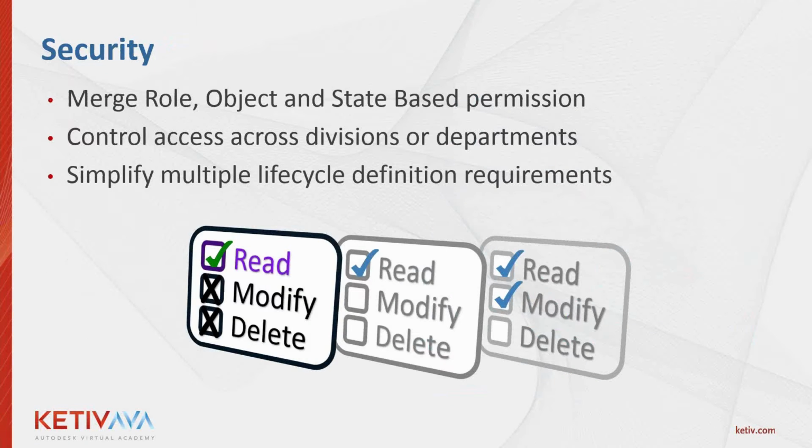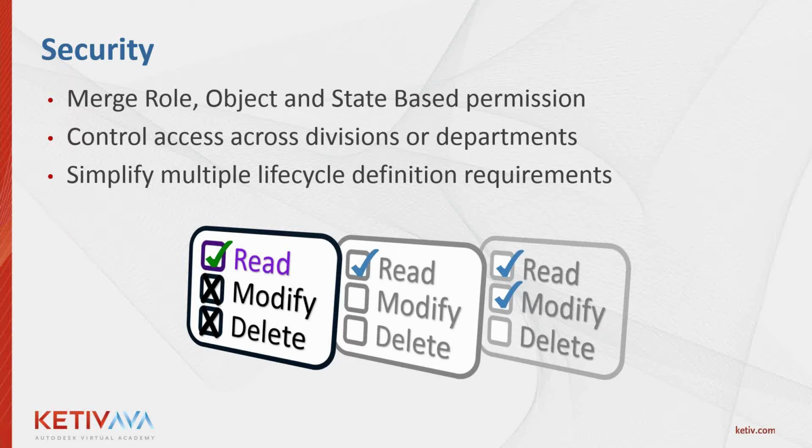So let's jump into security. For those of you who may not be aware, in Vault Professional and Vault Workgroup we have historically had a number of security gates. First of all, of course, is the user role, so what permissions you have on objects inside the Vault based on your login permissions.